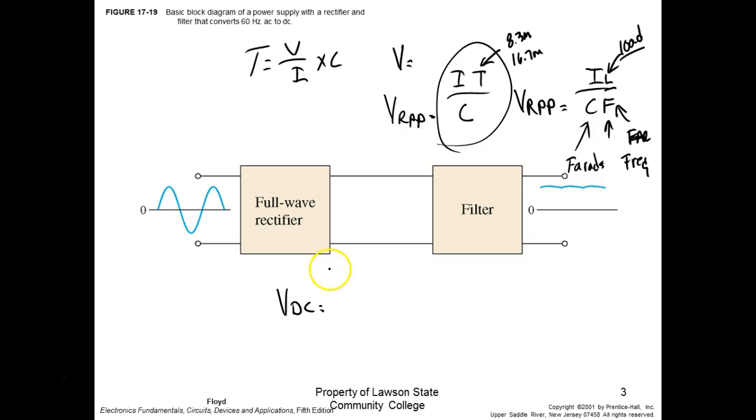So my voltage DC is going to be equal to V peak out minus V ripple peak to peak divided by 2. Very simple formula. Why divided by 2? Because the DC average is going to be down the center of that ripple. Everybody understand that? Yes or no?